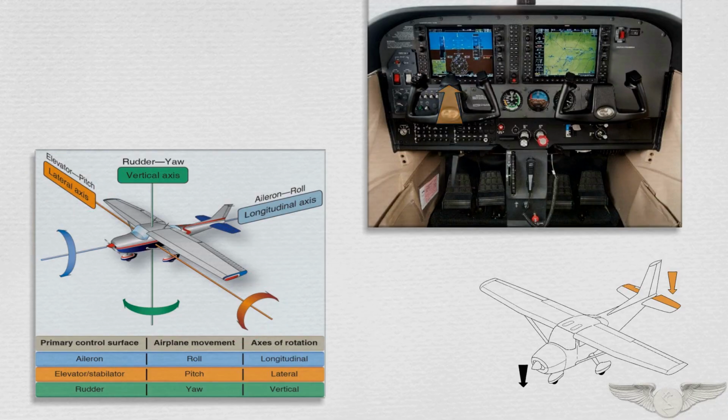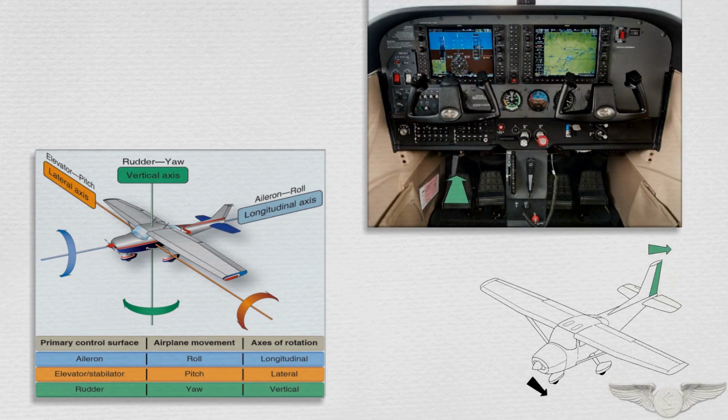Next, we have the rudder. When you push forward on the right rudder, the rudder deflects to the right, causing the nose of the airplane to yaw to the right. The wings remain level for the most part. The nose of the airplane simply yaws. When you push forward on the left rudder, the airplane yaws to the left.